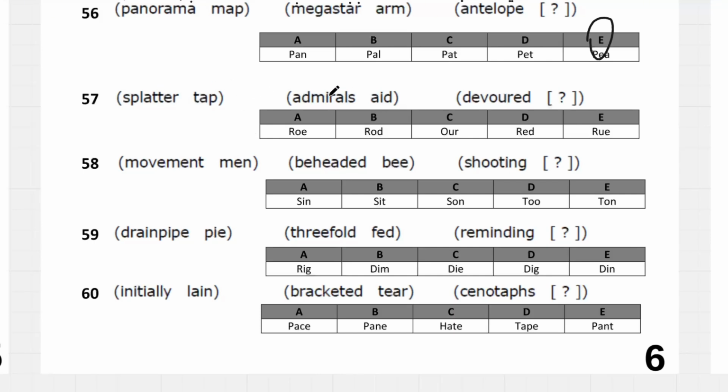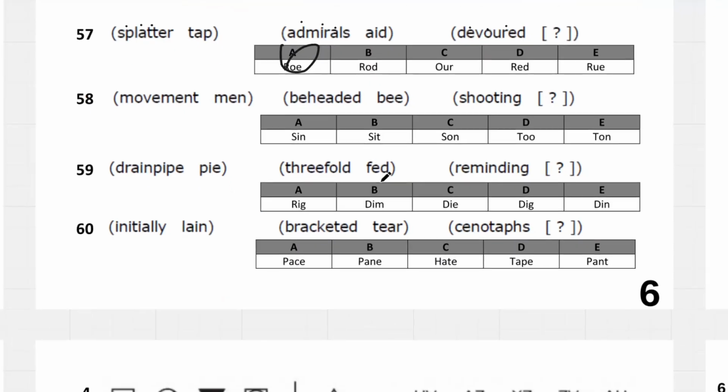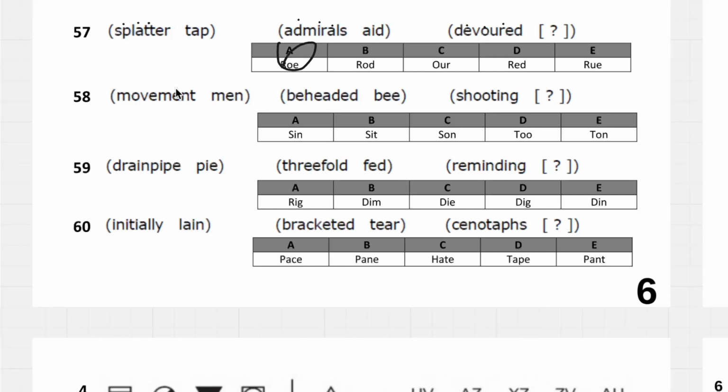Let's use this one. Which one are we going to use? This third loss, 2 over, and then second. So third loss, 2 over, and then second. Third loss, 2 over, and then second. We get row, 57A. Movement, we get men.